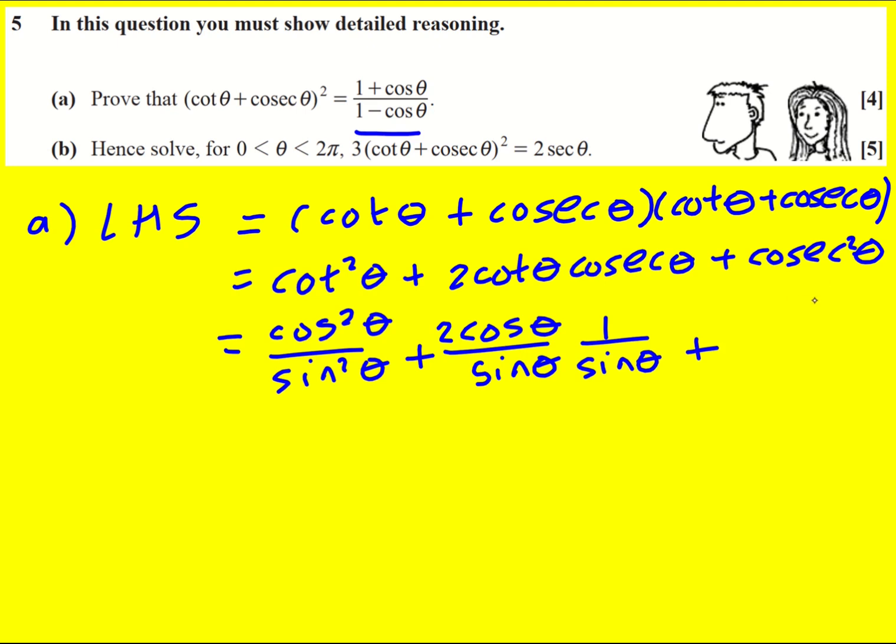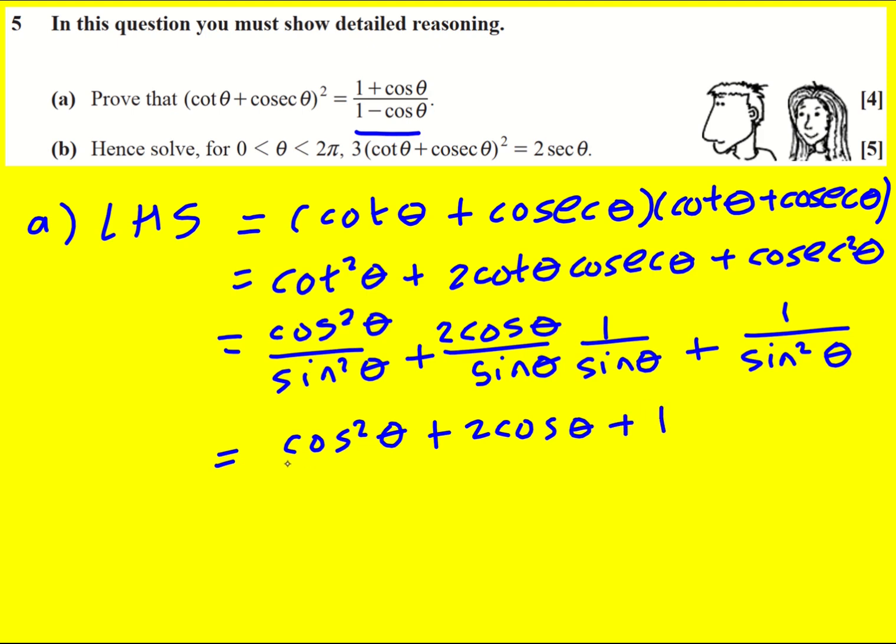So we can see we've got a common denominator. Right, I can combine these. So I'm going to get cos squared theta plus 2 cos theta plus 1 all over sine squared theta. Just got to roll with it and hopefully it will work out. So at this point, in the final answer, we've only got cos. So I could replace sine squared by 1 minus cos squared.